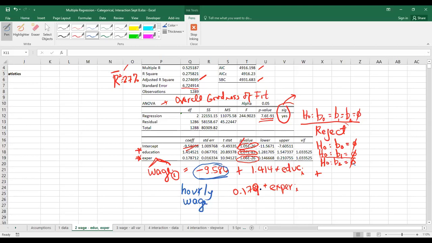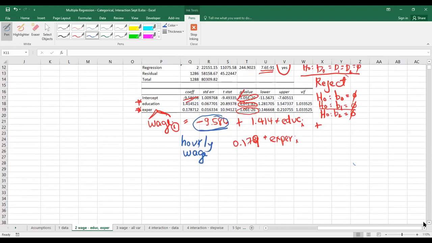Okay, how about itong 1.414? What's the meaning of that? Ano meaning nito, guys? 1.414? Yes, sige. Sir, for every 1 year increase in education, there's an increase in 1.414 in hourly wage. Correct. Very good. Thank you so much. So this means, may kulang ka dun ha, for every, ceteris paribus. Yun, huwag niyo kakalimutan. Thank you. That's correct. For every 1 year.